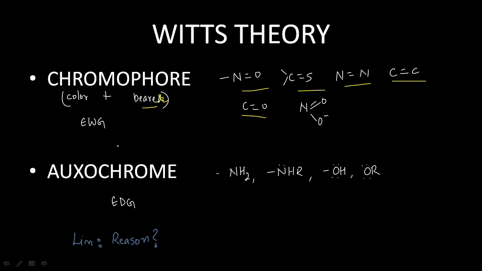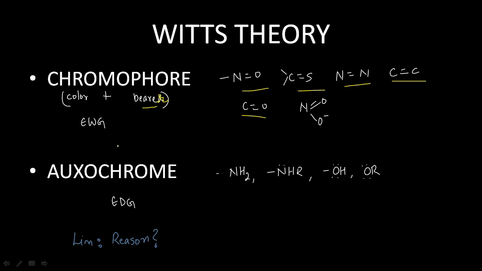Most of the dyes are benzenoid or quinoid compounds. They are not simple straight chain hydrocarbons. Most of them have conjugation and a ring system. So these are electron withdrawing groups, and these are responsible for color. So Witt said there are certain groups known as chromophores, and these are responsible for the color of a dye.